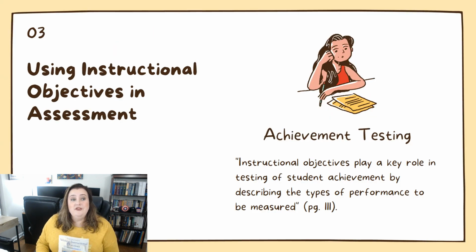Part 3 is using instructional objectives in assessment. So first of all, there's the achievement testing. The very first, there's 2 chapters there, 11 and 12. Chapter 11 is all about using instructional objectives in assessment for achievement testing, okay? Instructional objectives play a key role in testing of student achievement by describing the types of performance to be measured.